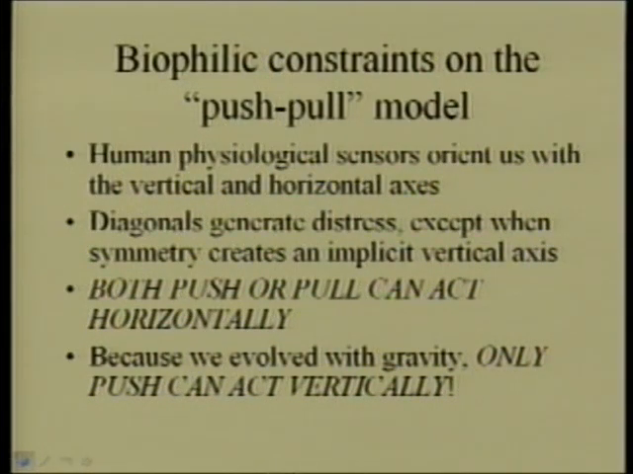The exceptions in architecture occur when the symmetry creates an implicit vertical axis. I'm not going to talk about the implicit axes now. I will do that in another lecture.